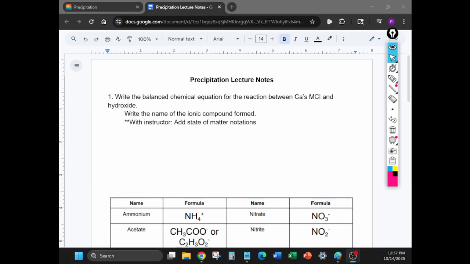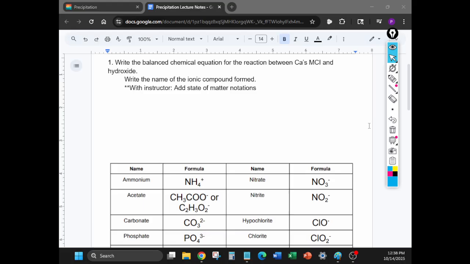Alright, so let's get started. So the first problem, we're just going to review real quick. We are going to write the full equation for calcium's most common ion and for hydroxide. We're going to write the entire balanced equation where we combine the two ions and get the ionic compound.